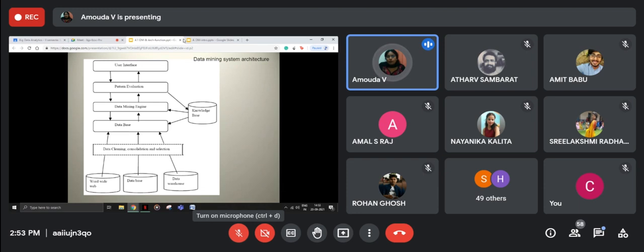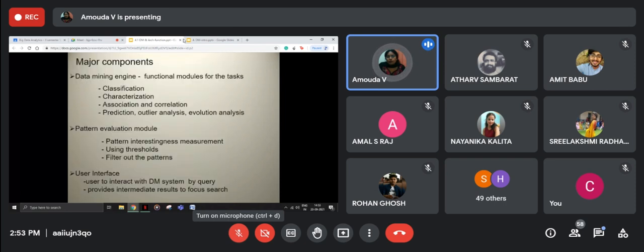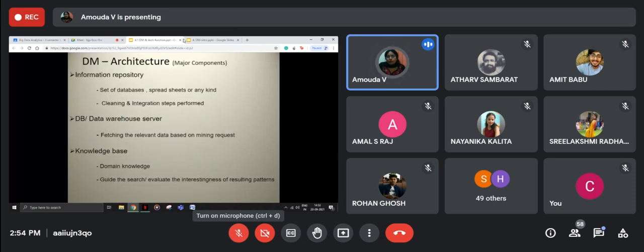Pattern evaluation is yet another module. Whatever your process, a particular module should be there, and there should be an interface between the user and the mining server, so that you get the mined data in the form of knowledge, presented in whatever way you want. Finally, it will be given to the knowledge base. This is the whole data mining architecture. System architecture is very important. One by one, we are going to see.